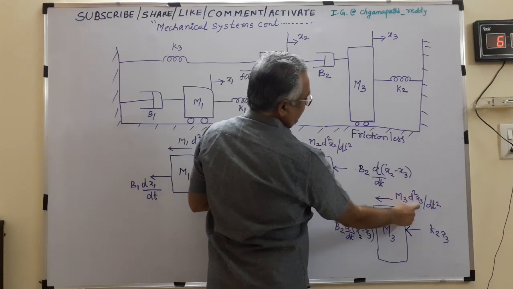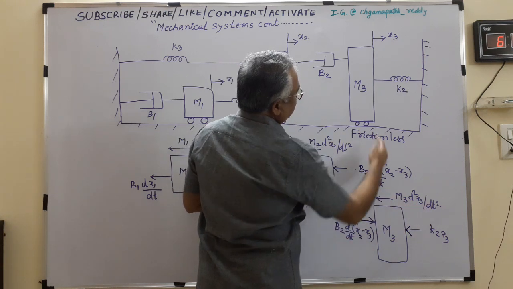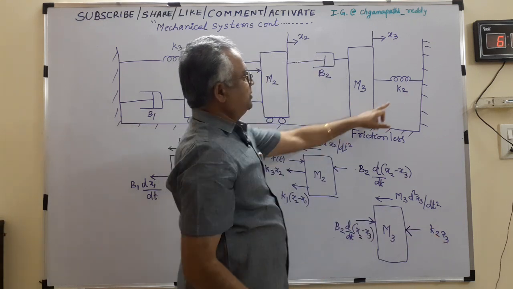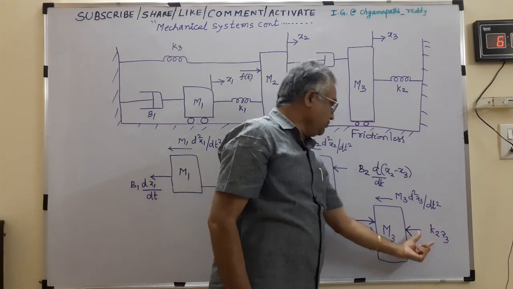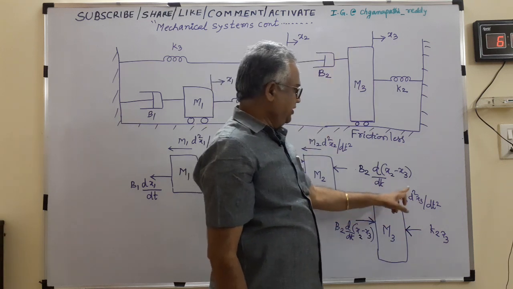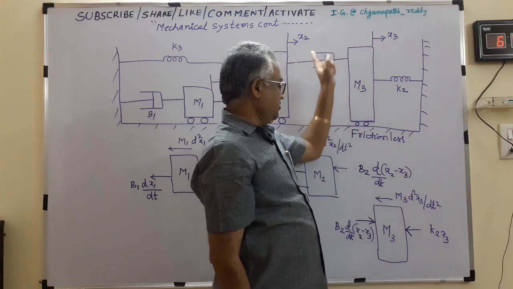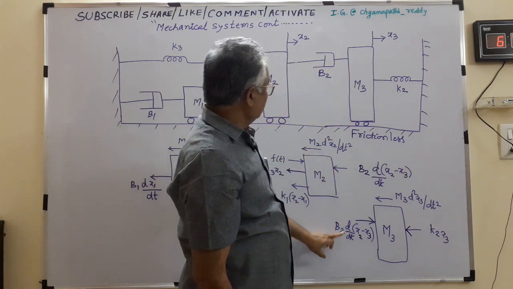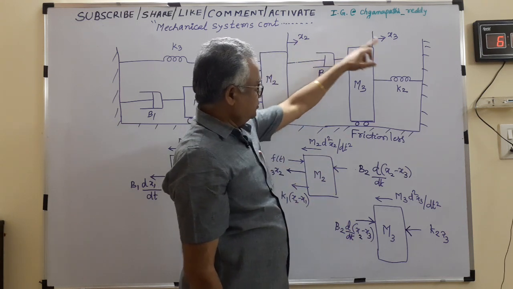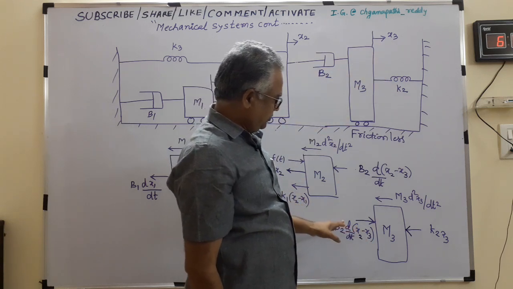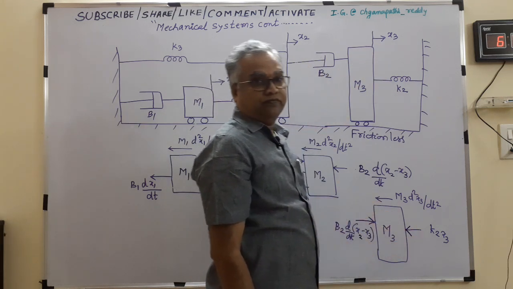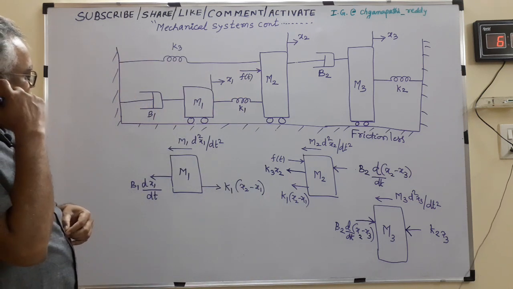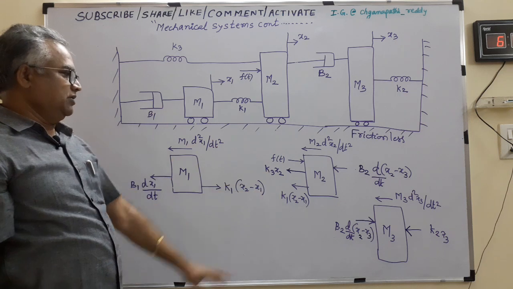M3 d square X3 by dt square. Then this force is K2 X3. K2 X3 is one opposite force. M3 d square X3 by dt square is another opposing force. And this side force is B2 d by dt of X2 minus X3. So this is equal to this plus this. So this is called a force balancing equation or free body diagram of each mass.